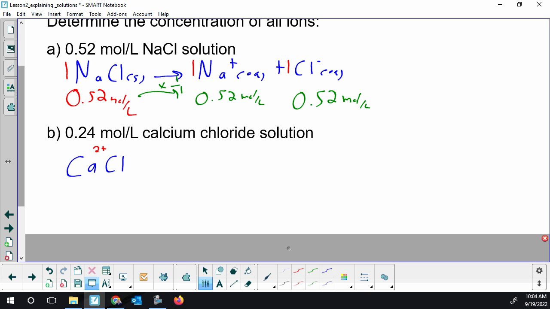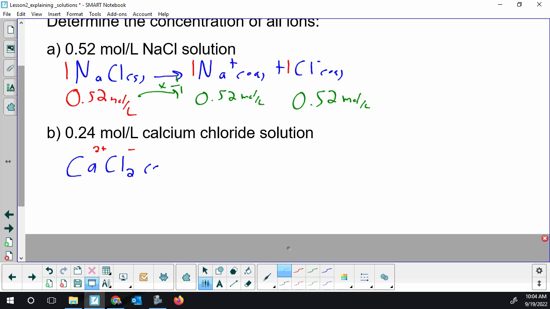So you have to realize that's a 2+ ion. That's a -1 ion. You can write it out or you can do it in your head. I'm going back to blue because you must show that you need 2 chloride ions to balance the 2+ of 1 calcium.